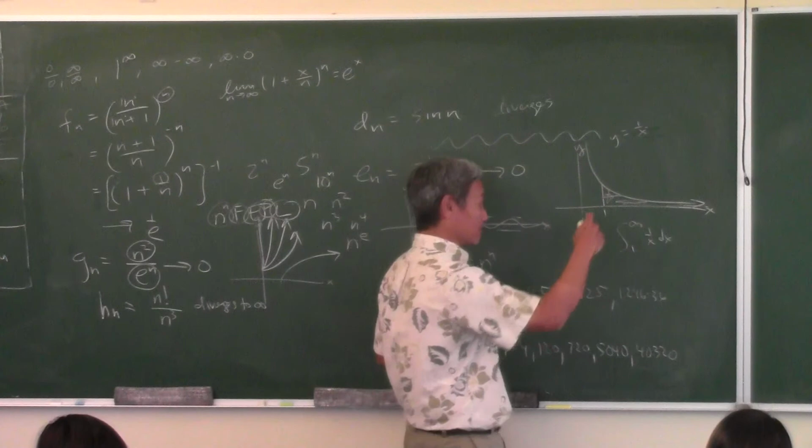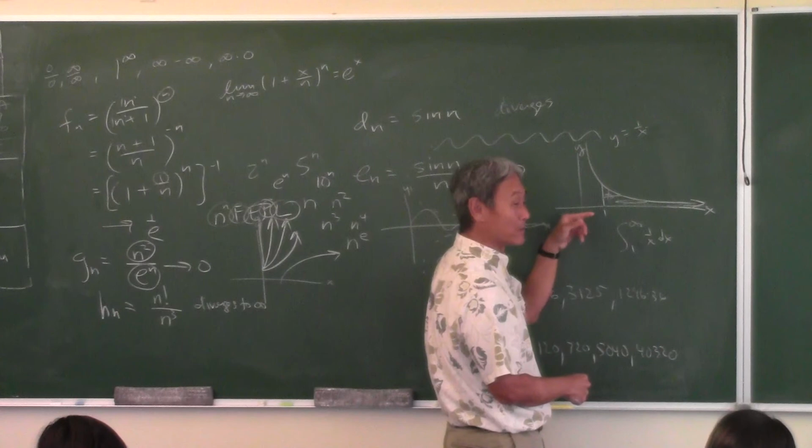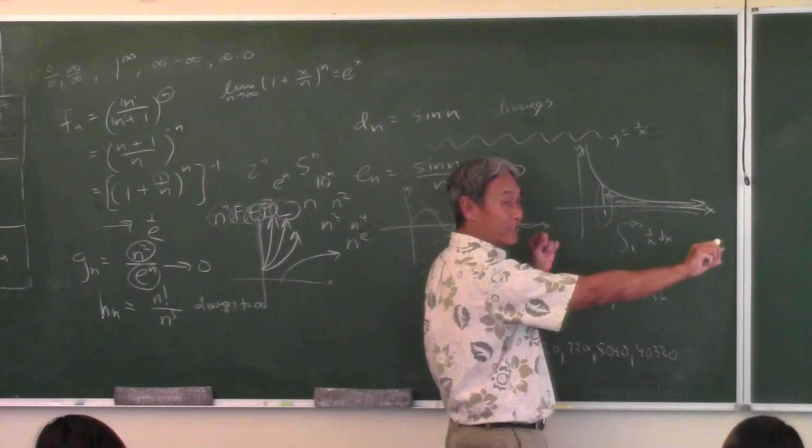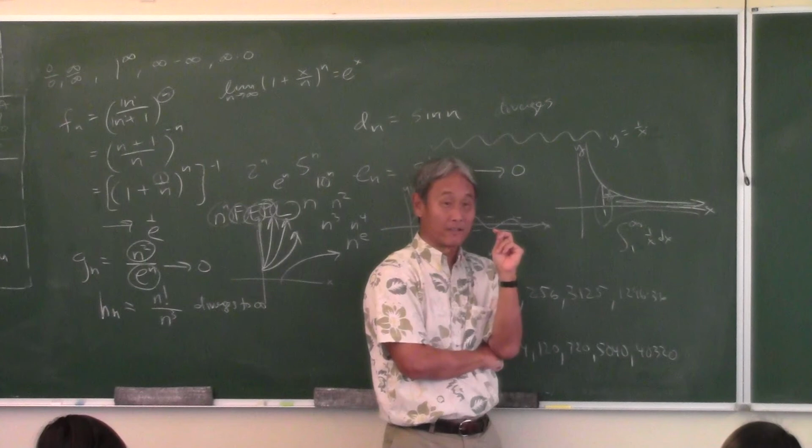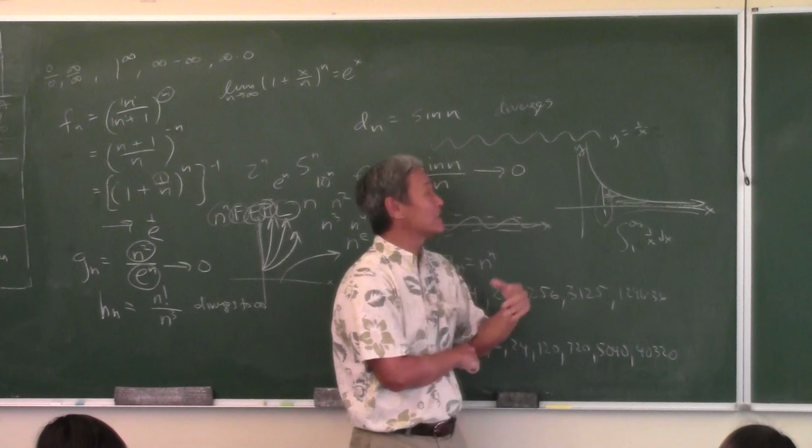What would happen if you take this region and revolve it about the x-axis? You're going to get this infinitely long golf tee. Is the volume of that golf tee infinite or finite? Finite. How do you know? It depends on this function.